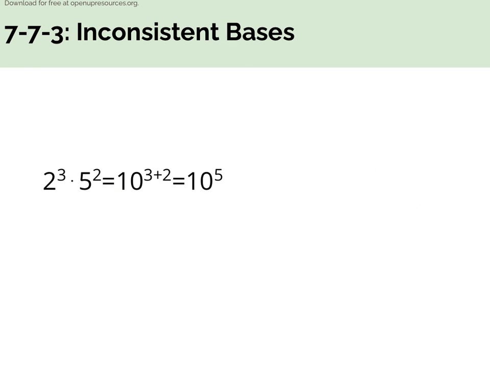So let's go ahead and look at this for a second. 2 to the third times 2 to the fifth equals 10 times 3 plus 2, or 10 to the fifth. Do you agree that this could actually be true? Let's think about it for a second. Could it actually be true? Well, unfortunately, it is not. So we're going to go over some questions that actually talk about this.